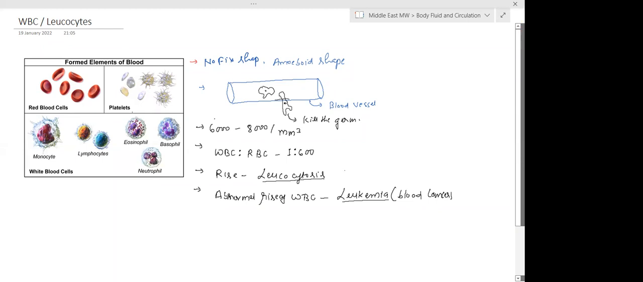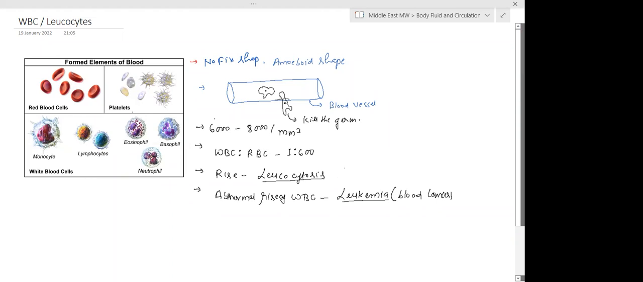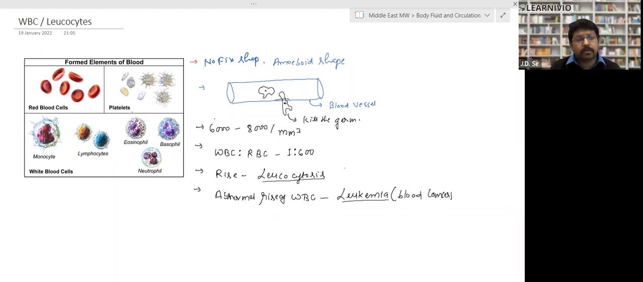So in this abnormal rise, what's the number of WBC? They will rise in an exponential way. They will be 25,000, 40,000, 50,000. That's how they rise in an abnormal disease.